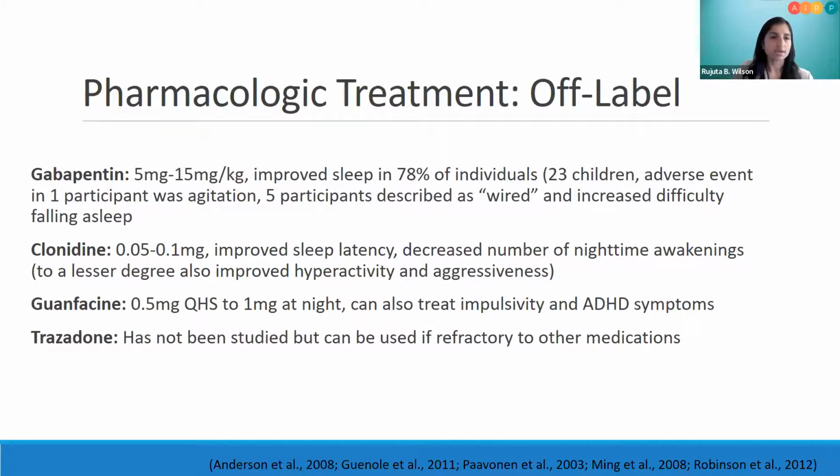There was an adverse event in one participant, which was agitation, and 5 described this sort of wired feeling, or what we call, again, maybe even a paradoxical reaction, and increased difficulty in falling asleep. So knowing that it can have benefits, I do have colleagues that use it, but it also can have side effects. It's also important to know other side effects of gabapentin can be dizziness. There is drowsiness, one of the reasons that we use it.